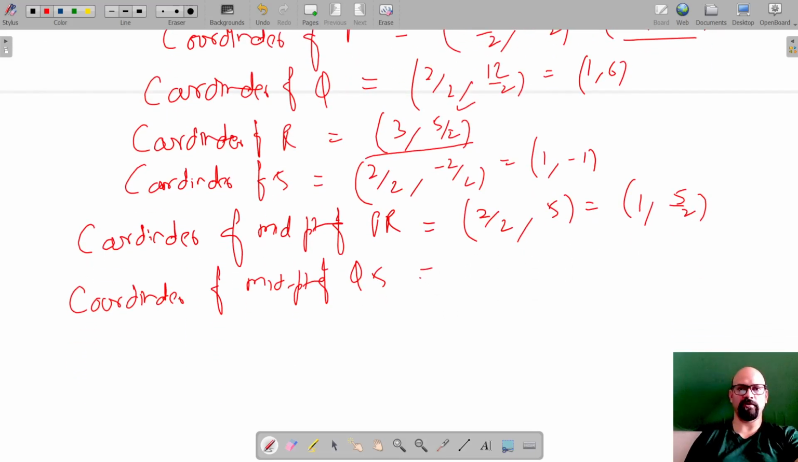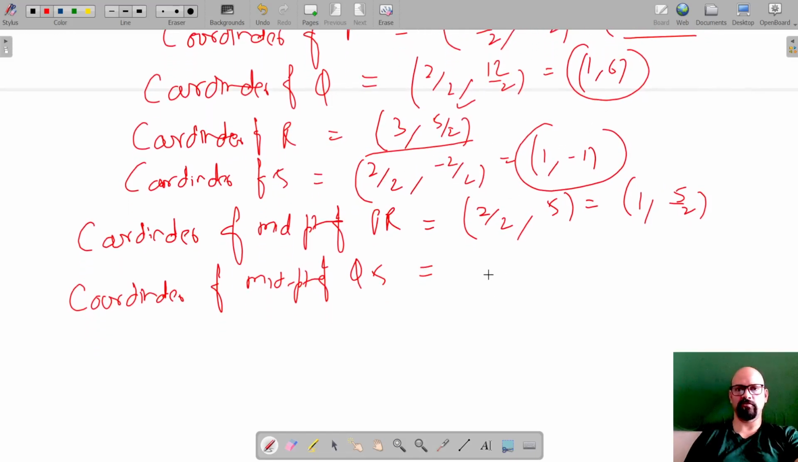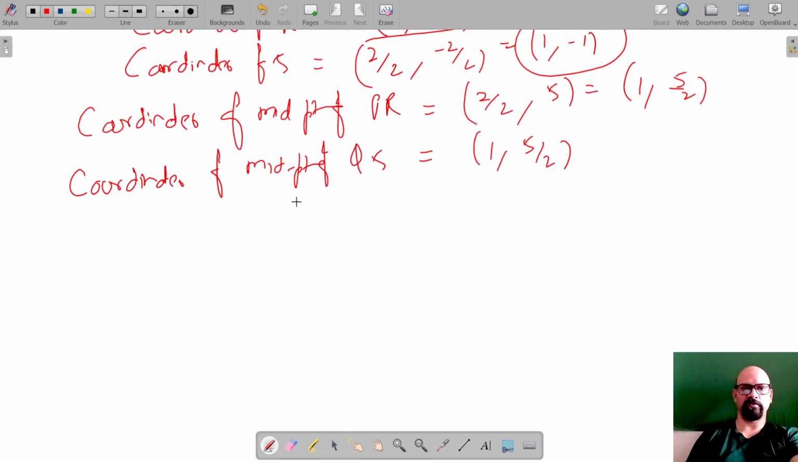And the coordinates of the midpoint of QS: the coordinates of Q are this and S is this. So 1 plus 1 is 2 divided by 2 is 1, and 6 minus 1 is 5. Okay, finally, the coordinates of the midpoint of PR are equal to the coordinates of the midpoint of QS. So that means the diagonals bisect each other because their midpoint is the same.